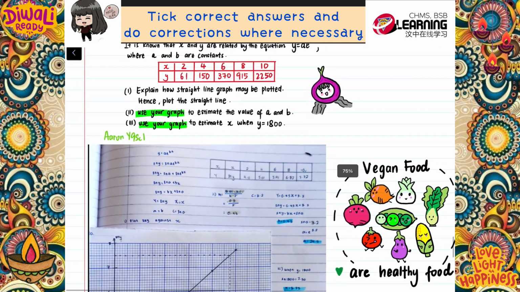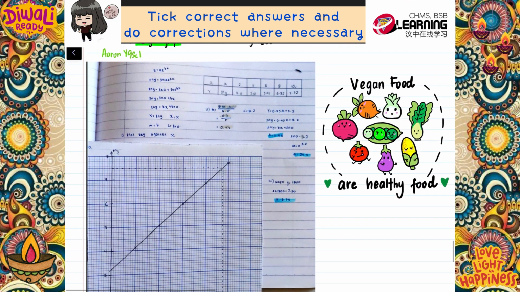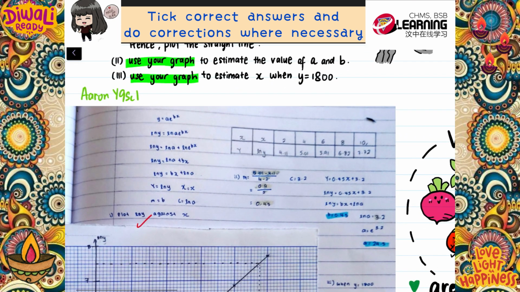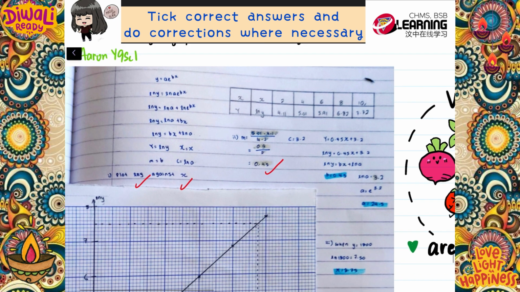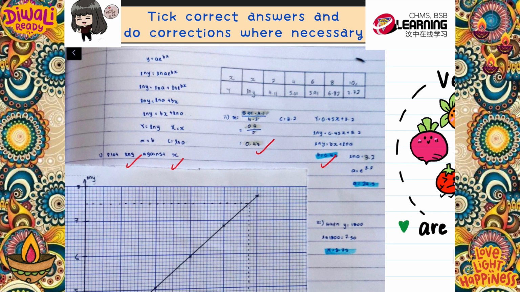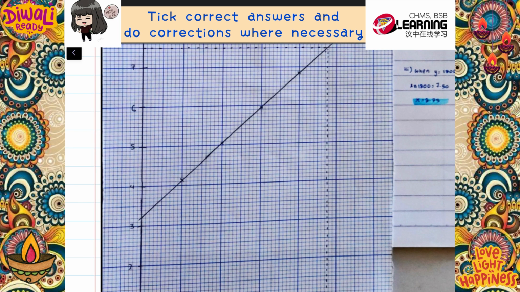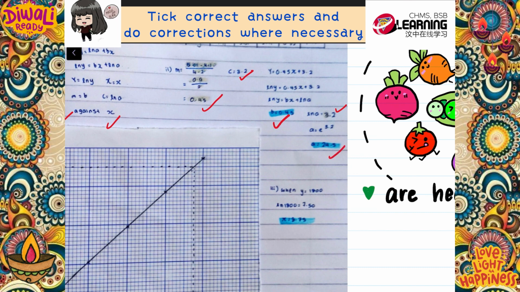For question 3, I've picked Aaron's work from Year 9 Science 1. Let's check his work. Explain how a straight line graph may be plotted: plot ln y against x. This is correct. The gradient is 0.45, which is also correct, therefore your B is 0.45. Here, ln A is 3.2 according to the C here. The C must be according to your own graph. His graph gives 3.2, so it's correct, and his A here is 24.5.